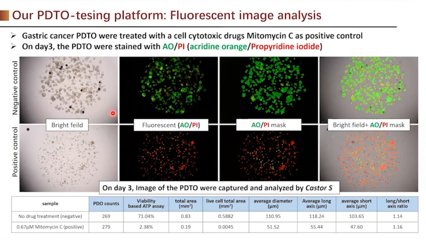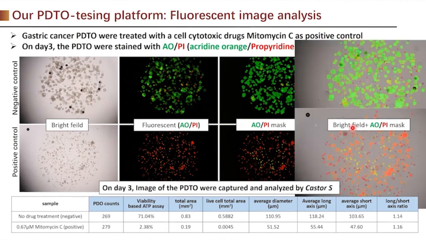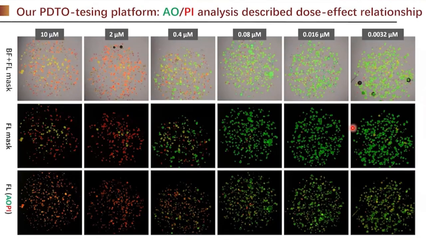On day 3 of the treatment, AOPI fluorescence images were captured, and the AI generated a variety of size-related parameters for us to evaluate the organoid response to the treatment. The AI successfully discriminates mitomycin C from the negative control by the contrasted dyeing of AO and PI. This slide shows another example of AOPI imaging analysis by Cytostar and its carried AI.